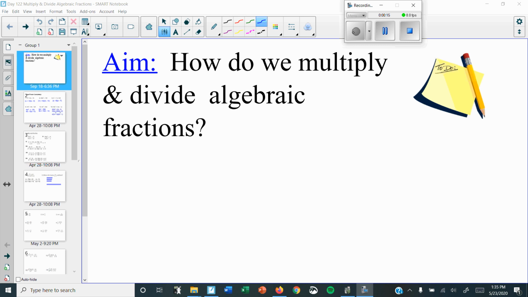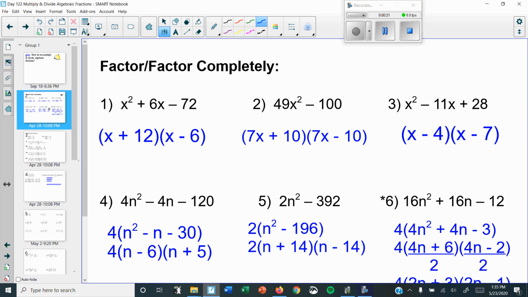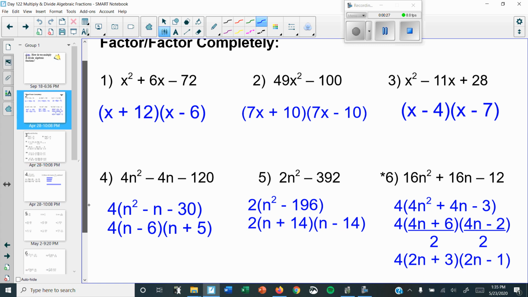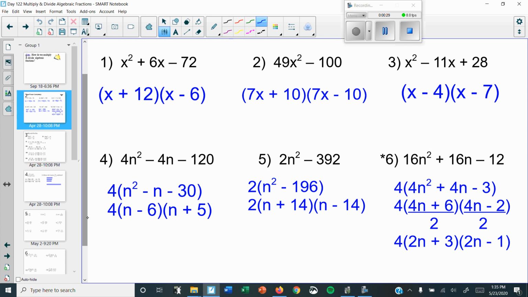So the aim for today is how do we multiply and divide algebraic fractions? So let's first check our homework. Again, we started off with basics from chapter 6. Not too bad. Again, you can always pause the screen to check your answers.